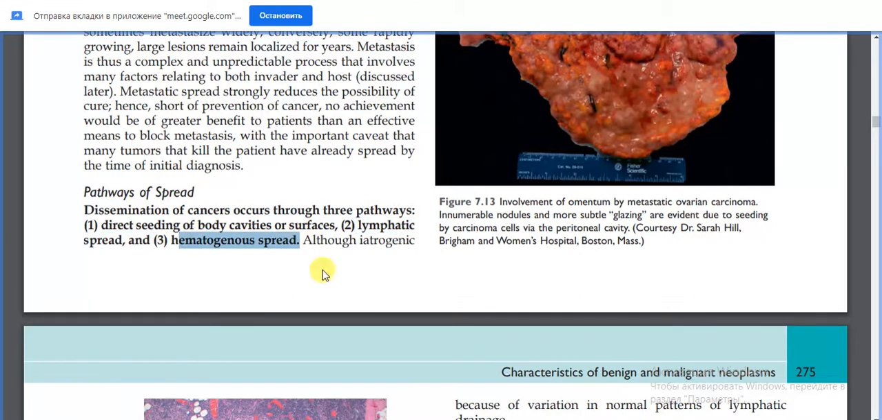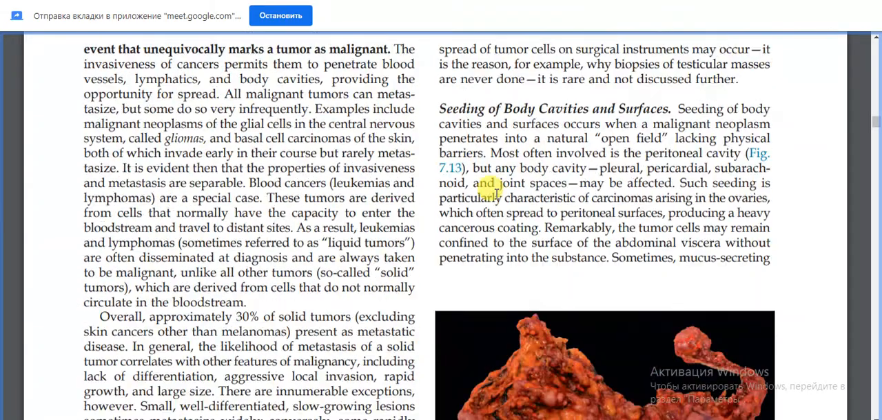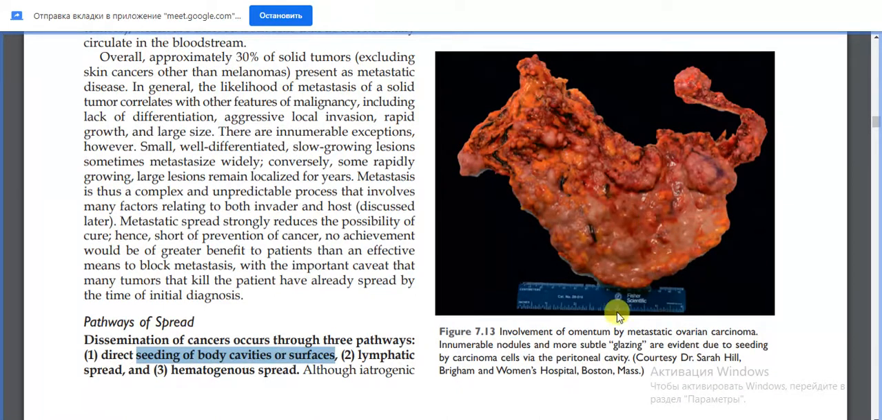Let's talk about direct seeding of body cavities or surfaces. Take a look: this is omentum involved by metastatic ovarian carcinoma. You remember the location of the ovary. It is present in the peritoneal cavity. The tumor will spread along the peritoneal cavity and might sit on the surface of the omentum, and then it invades into the omentum. That's it, nothing tough in it.